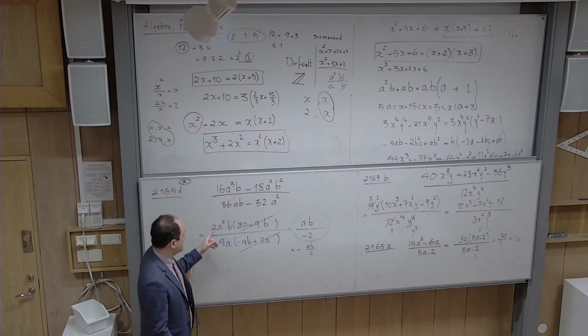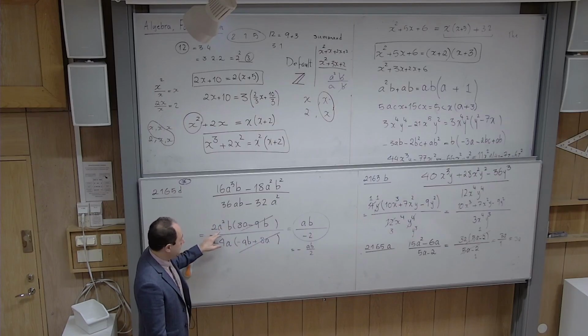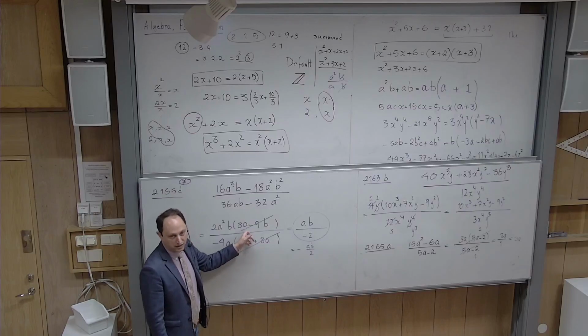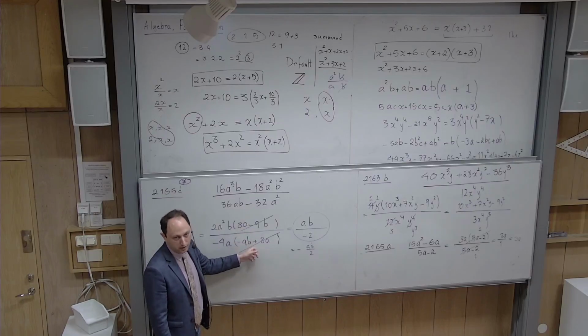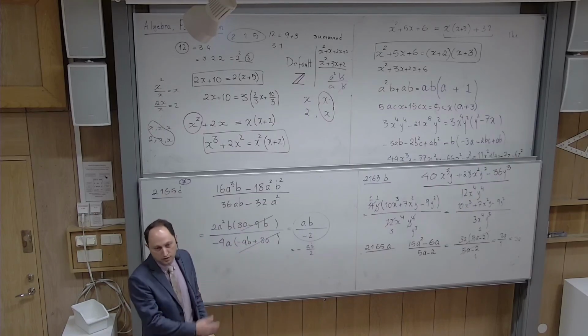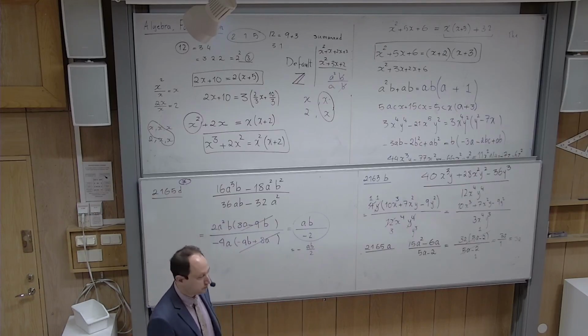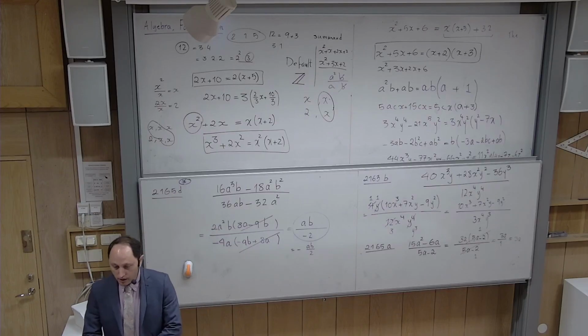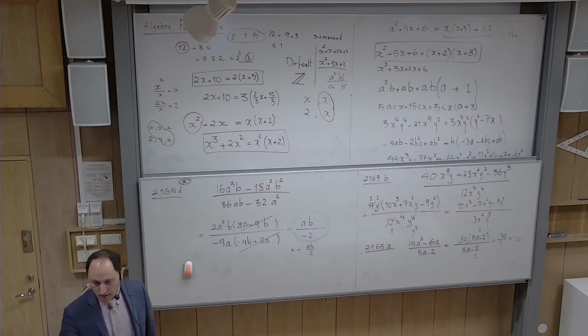How many factors you see in the numerator? 2, a squared, which is 2 a's, and 1 b, and then this expression. So this expression is a factor for numerator and denominator. When this happens, you can take it off. Yes? Any questions? Okay, so I stop here, and you can start working.